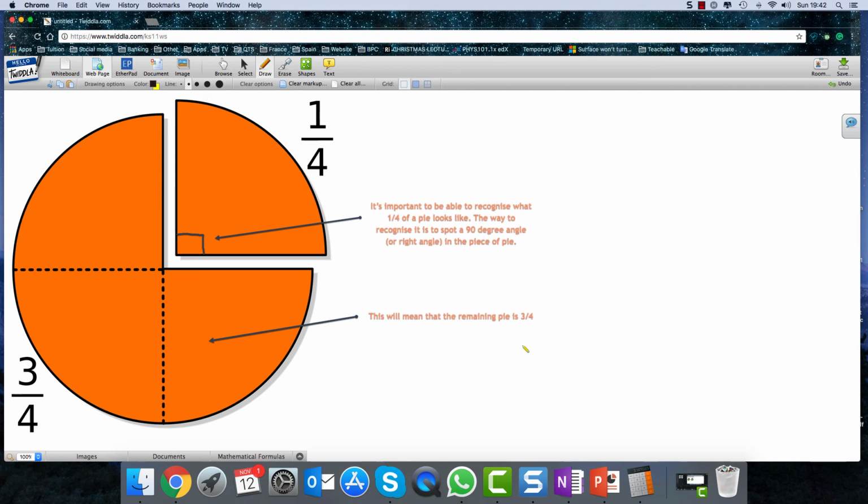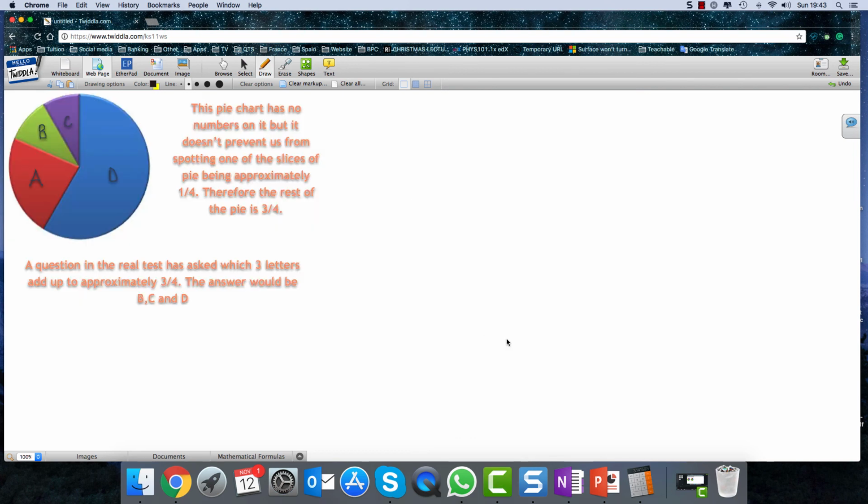Now, you would also need to be able to recognize that quarter of a pie, even if this picture was rotated round a little bit. It's not always going to look exactly like that, where you've got a horizontal line and a vertical line that meet. So try and imagine if this was rotated round, that you would hopefully still be able to recognize a quarter of a pie.